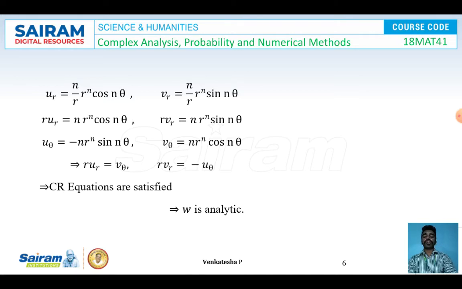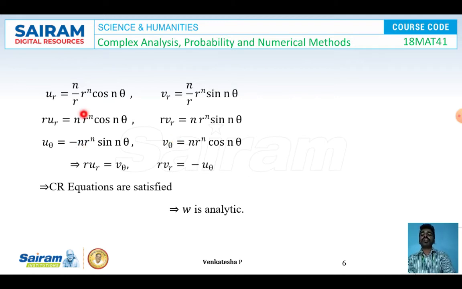So I can simplify this u_r as n/r times r^n cos nθ. I'm just rewriting r^(n-1) as r^n / r. Same thing here also. So I got the expression u_r is equal to (n/r) r^n cos nθ, v_r is equal to (n/r) r^n sin nθ. So I'll be getting r u_r is equal to n r^n cos nθ, r v_r is equal to n r^n sin nθ, and also we have u_θ is equal to minus n r^n sin nθ, and v_θ is equal to n r^n cos nθ.